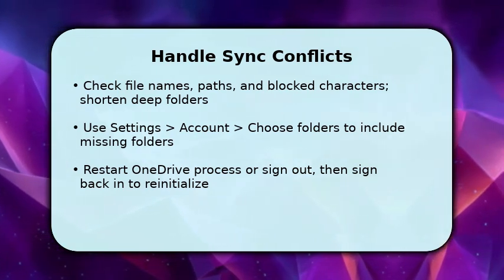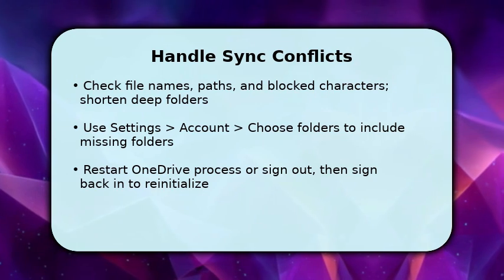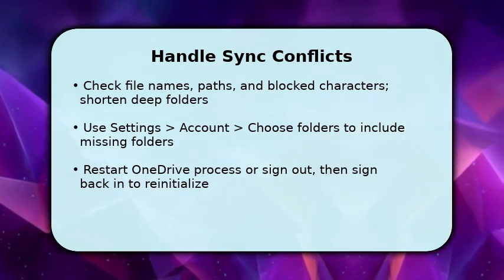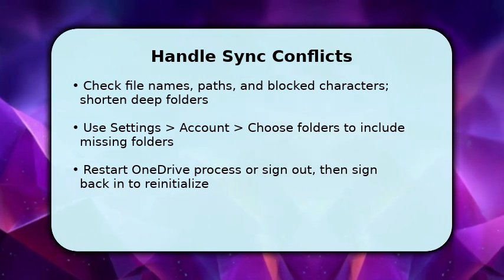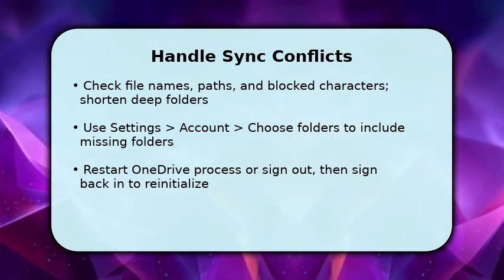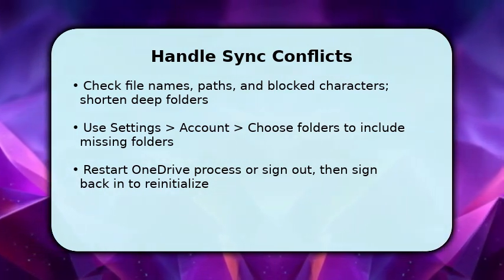If selective sync is correct but files still hang, quit OneDrive and start it again, or sign out and sign back in. Reauthentication rebuilds the sync database. These steps resolve most persistent discrepancies without a full reset.